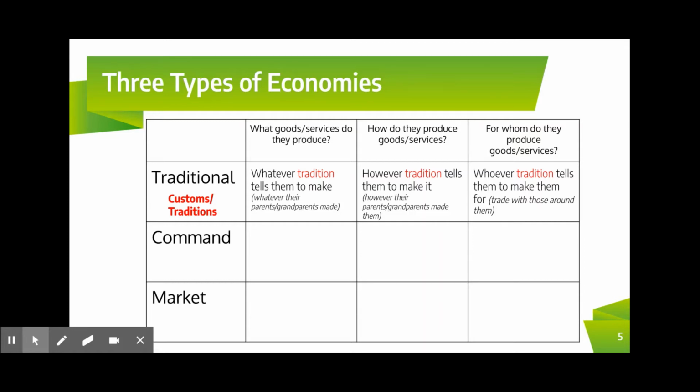Those people around them, they trade and barter their goods with people who make different goods. We do not see traditional economic systems in huge countries today. We mainly see it in small villages or tribes around the world.